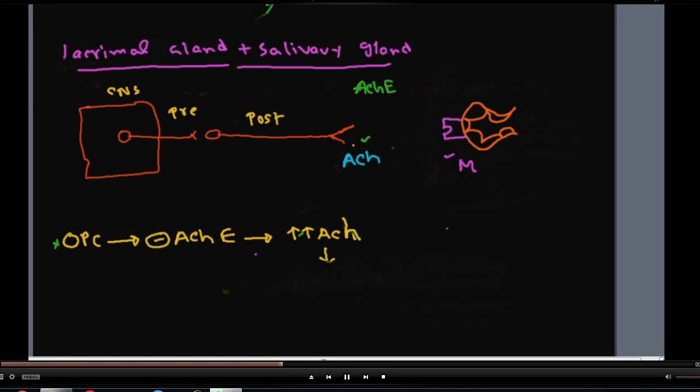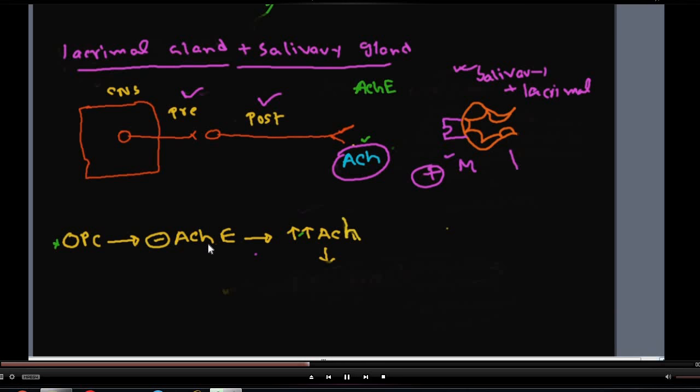Now coming to the function of acetylcholine in the lacrimal gland and salivary gland. This is the central nervous system, and again preganglionic neuron. Again you can see postganglionic neuron. Postganglionic neuron releases acetylcholine, nothing new. And this acetylcholine will stimulate M3 muscarinic receptor on the lacrimal gland and salivary gland. And when acetylcholine stimulates muscarinic receptor on the lacrimal gland and salivary gland, lacrimation and salivation will occur.